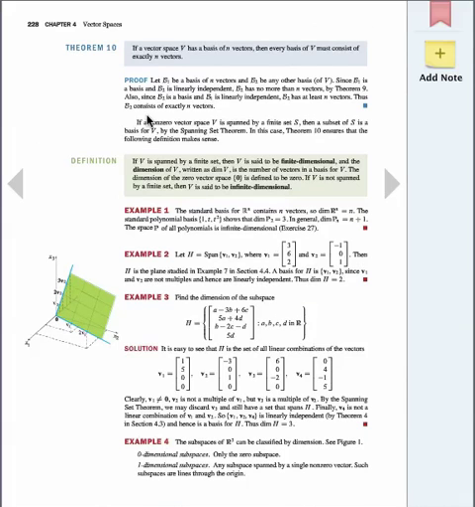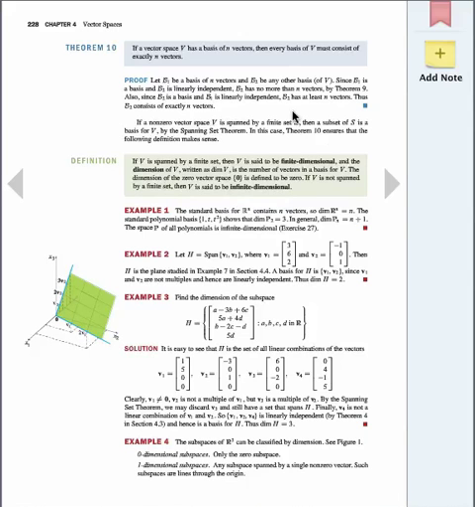Going on to the next page, if you apply Theorem 9 twice in a certain way, you'll get Theorem 10. Once I know that a vector space has a basis of n vectors, every basis of that vector space must have exactly n vectors. Again, the proof is worth going through. It's pretty simple. What this means is that the number of vectors in a basis for a given vector space is well defined, and that's what we're going to take to be the dimension of a vector space.